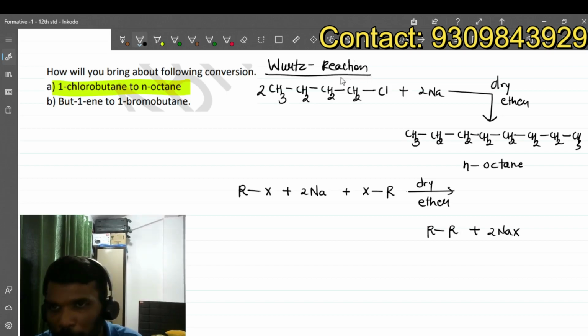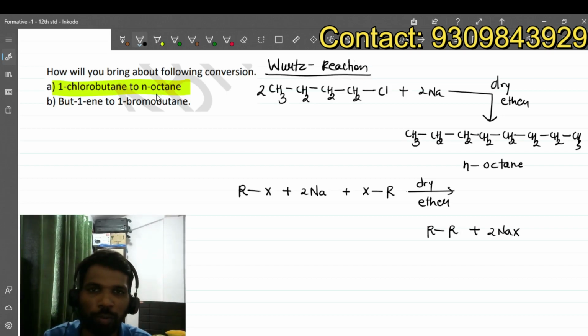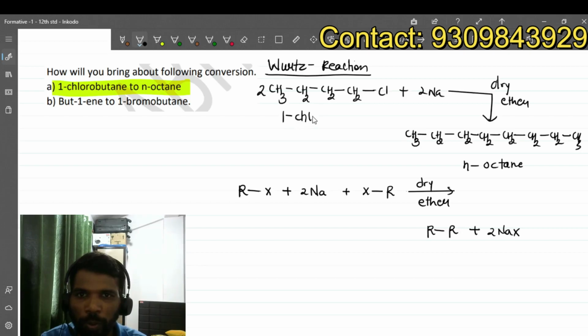Wurtz reaction may not be asked directly, but it is asked in this form: one chlorobutane to n-octane. Next is but-1-ene to 1-chlorobutane.